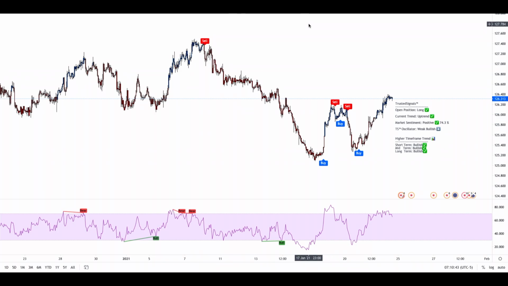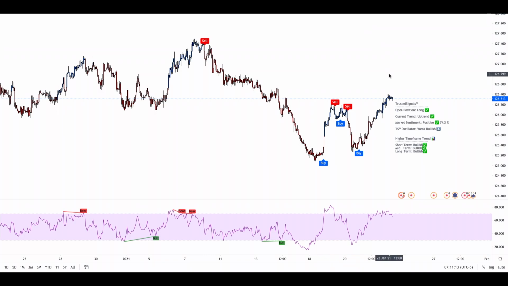Now that we understand the ADX filter, we can begin to incorporate the Trusted Signals RSI indicator for added confirmation. RSI is short for Relative Strength Index. The RSI is a momentum oscillator that measures the speed and change of price movements. The RSI oscillates between 0 and 100. Traditionally, the RSI is considered overbought when above 70 and oversold when below 30.